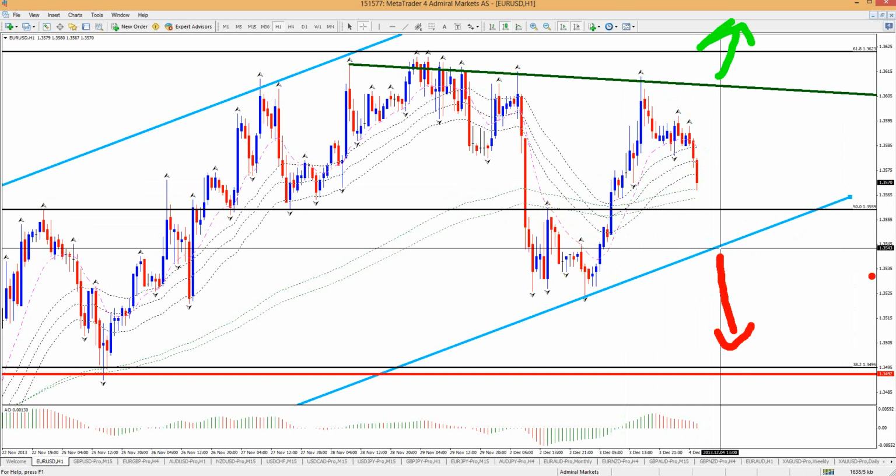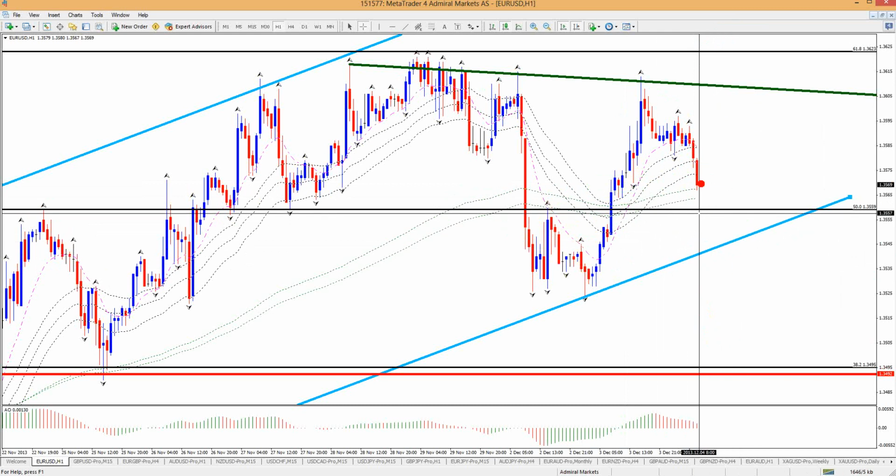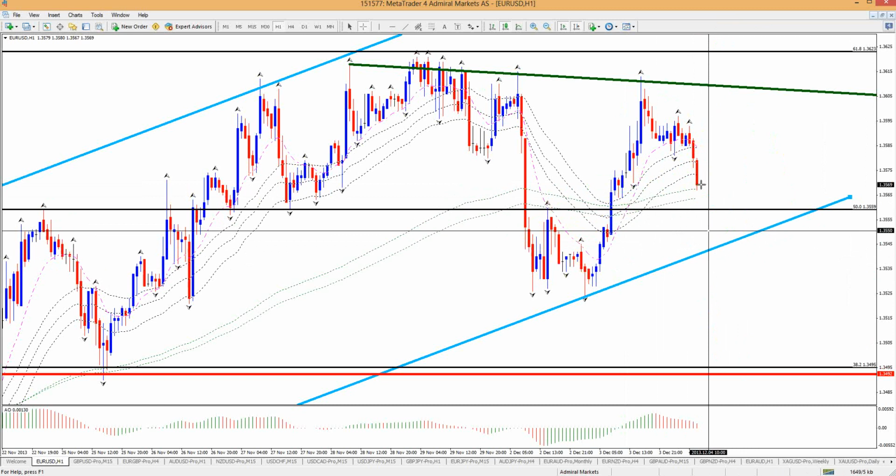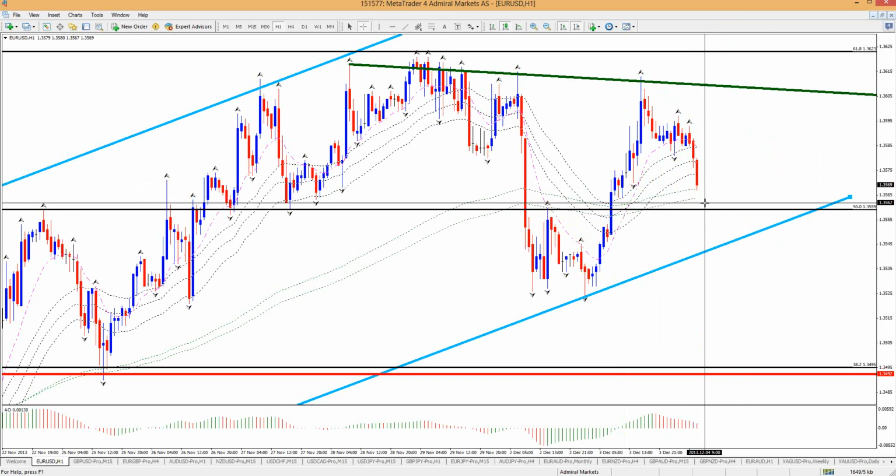There's nothing wrong with that either, because this could turn into a triangle as well. We could see maybe a small fall still, bounce up, small fall, and that could happen as well. So let's see how this candle finishes in 2 minutes.